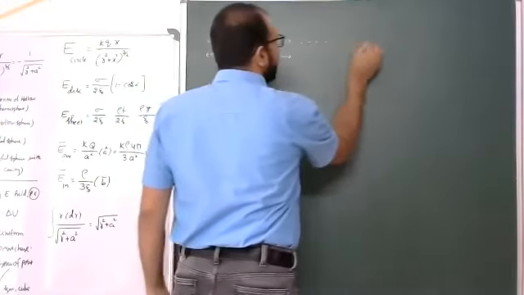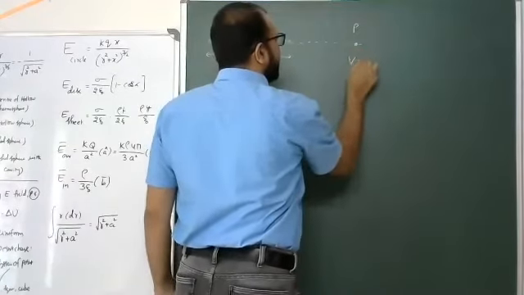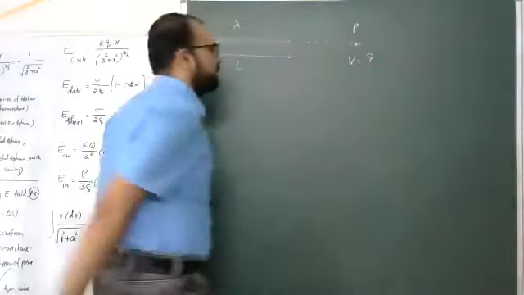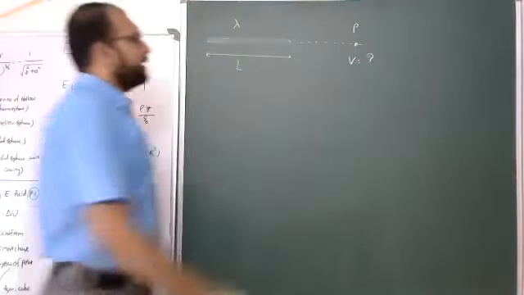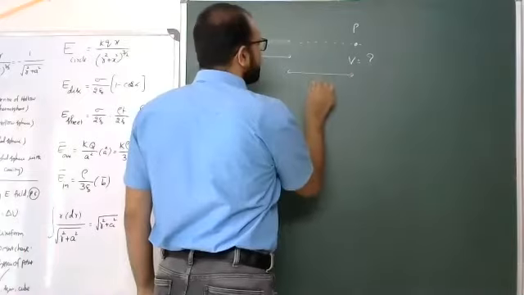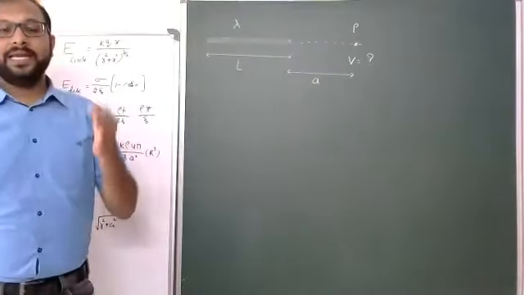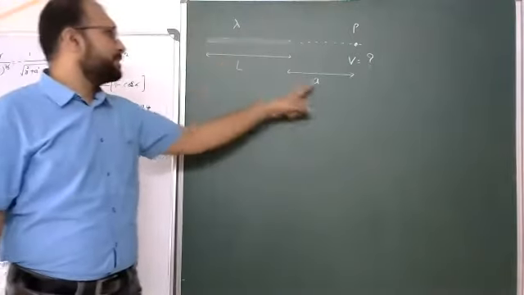Now it is the axial line. This is our point P. Potential equals question mark. This point P is at a distance small a from the nearest end of the rod. This is point A.